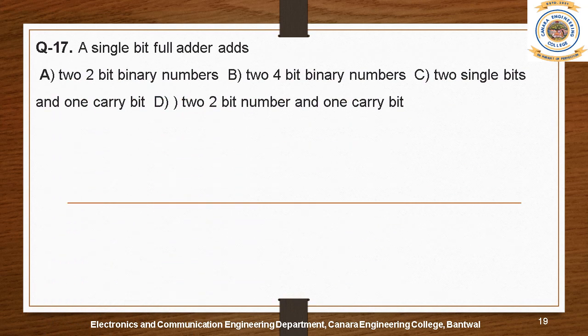A single bit full adder adds how many bits? Two single bits and one carry bit. A single bit full adder adds 0 plus 0 plus 1 carry.